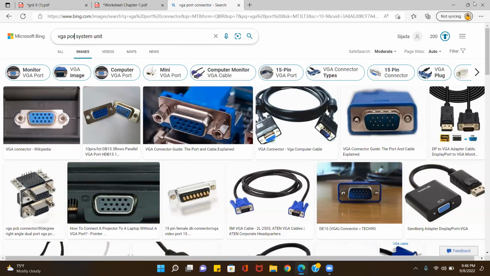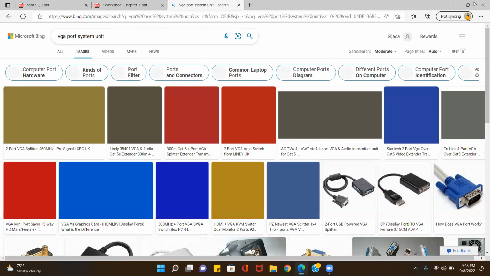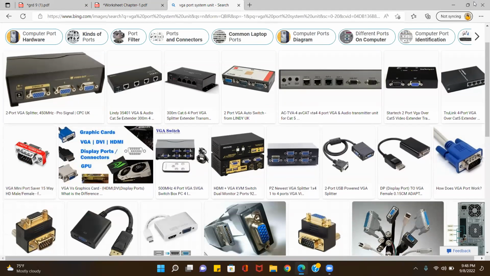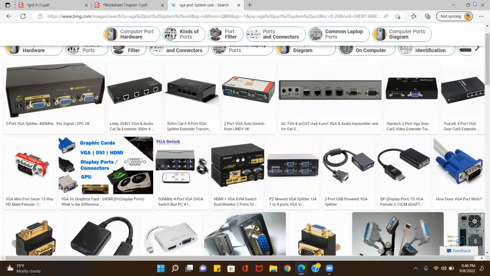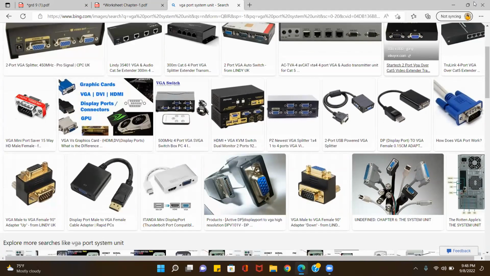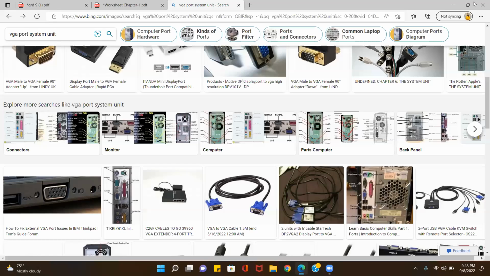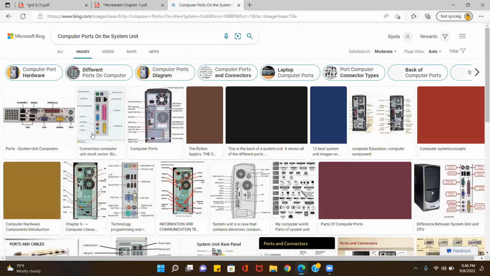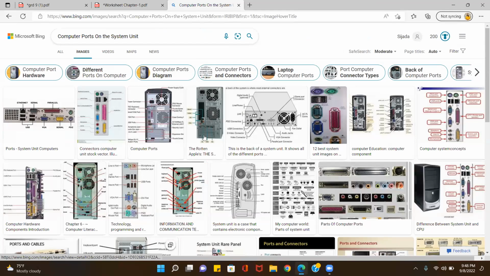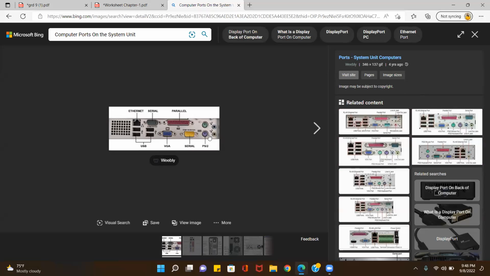This is the VGA port in a system unit. Something similar like this. You might have come across this in your TVs also. In TVs we have an HDMI port to connect your TV decks, if you are using those.